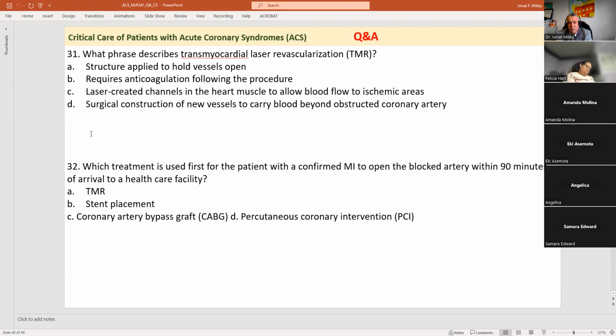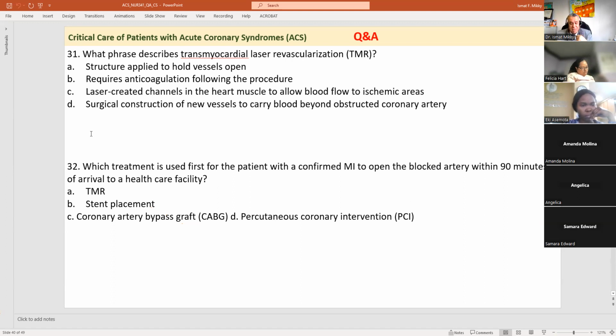Just to clarify about the TMR, the transmyocardial laser revascularization. It's a cardiac intervention or treatment used for patients who are not good candidates, like inoperable, for CAD, or patients with acute MI who are not good candidates for, let's say, open heart surgery. So they will do the TMR. They use a high energy laser to create channels in the heart to allow for blood flow to the ischemic areas.